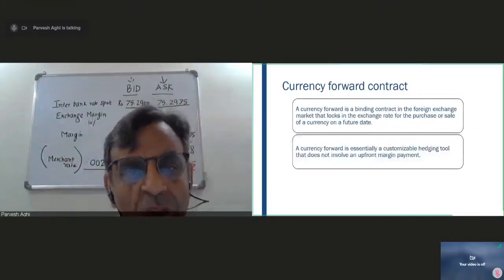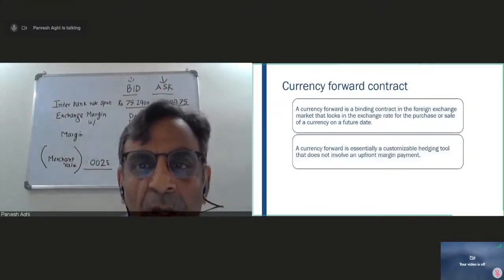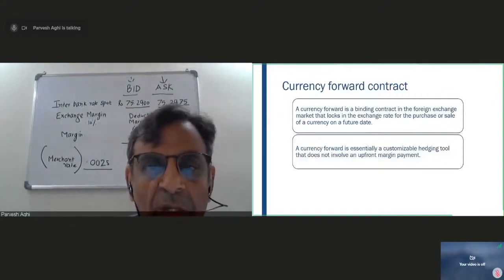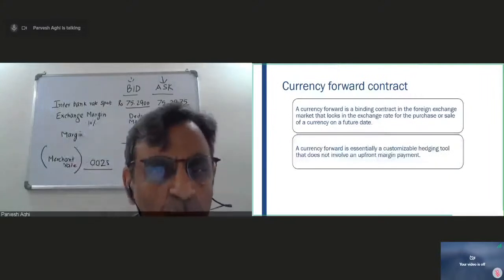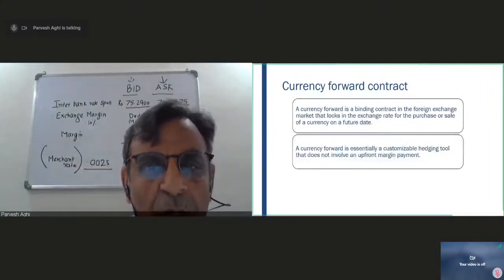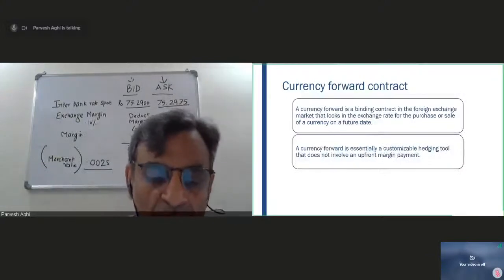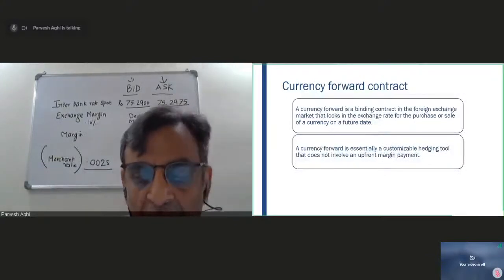So I have to actually go in multiples of $1,000. Here, whatever may be my exposure, say $10,356, I can go to the bank and enter into a transaction for such an odd amount. But you can't do that in a futures market. And there is no margin charged in the forward market, whereas in the foreign exchange futures market, you have to pay a margin.